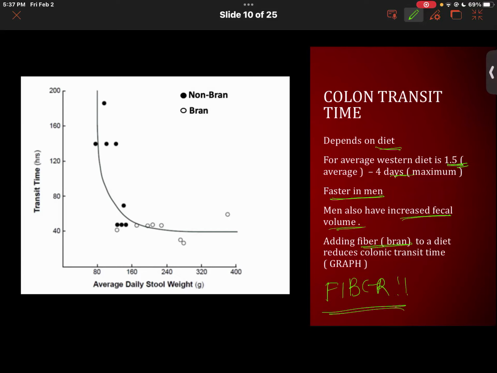And we have this graph over here. Non-bran is black and the bran one is white. So you can see the transit time is over here on the y-axis, and it's in hours. So you can see the higher hour ones are all non-bran, and then when you get to the lower hour ones, such as this, they're all bran. So basically, it's telling us that bran reduces the colon transit time, which is good, and you'll see why it's good later, because the colon transit time tells us which kind of nutrient is going to be fermented. And we'll learn more about this in one of the next slides. But just remember that fiber is good and reduces colon transit time.